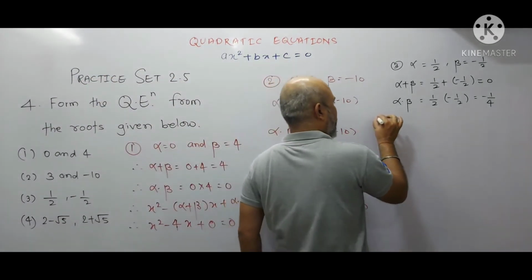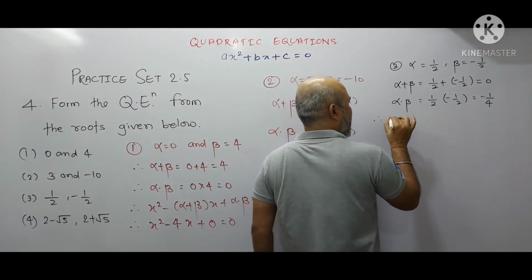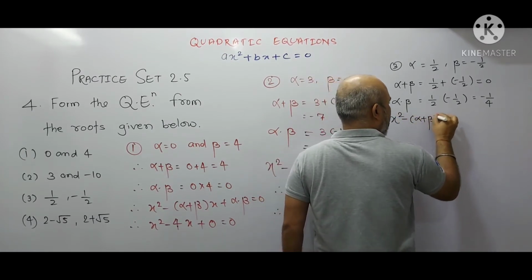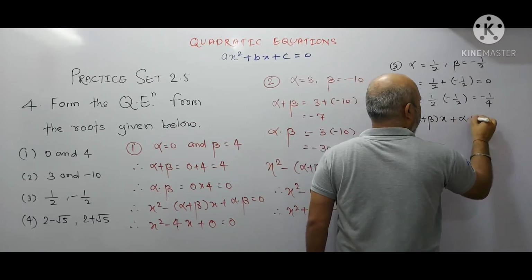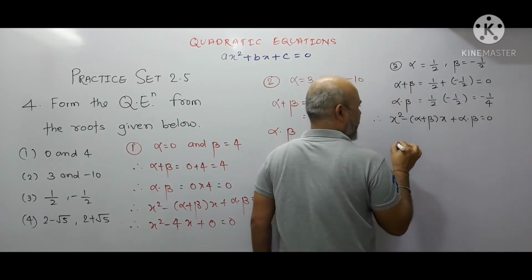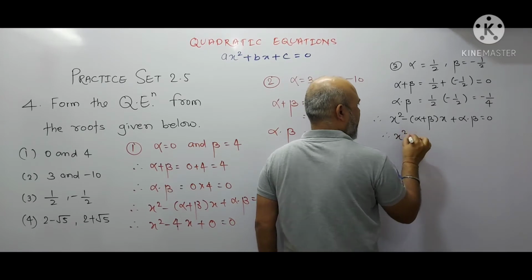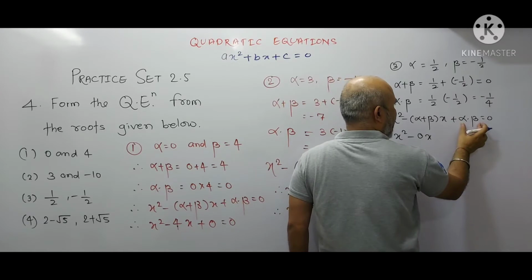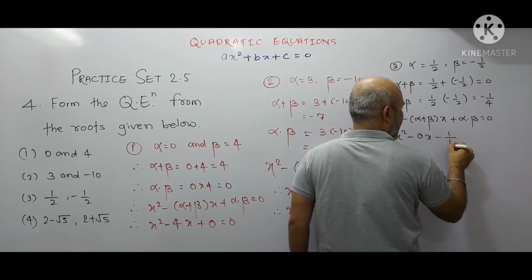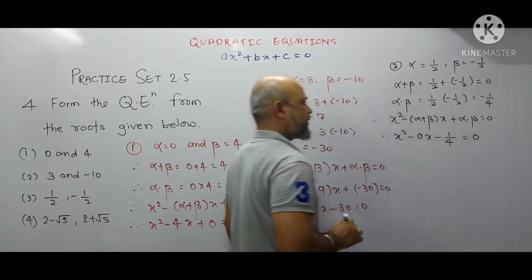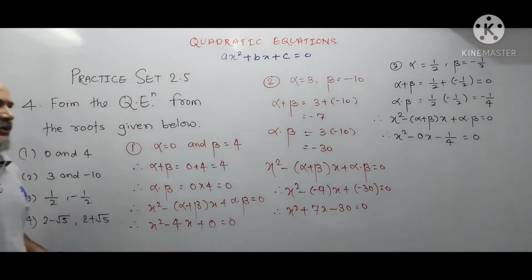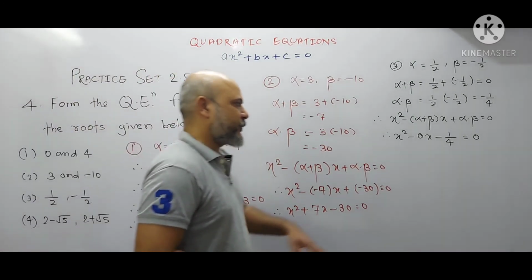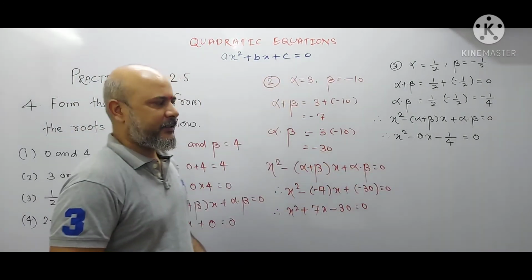And then we will write the formula. When roots are given, then how we will frame the quadratic equation? So x square minus alpha plus beta x plus alpha into beta, this is equal to 0. Therefore, x square minus alpha plus beta is 0, so 0x, alpha into beta is minus 1 by 4, so minus 1 by 4 is equal to 0 is the required quadratic equation. Okay, therefore x square minus 0x minus 1 by 4 is equal to 0 is the required quadratic equation.